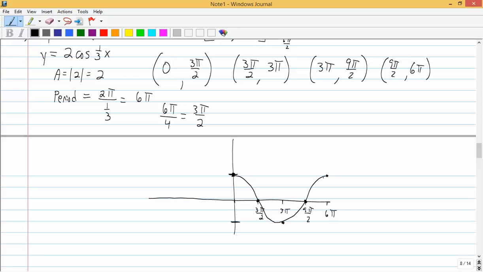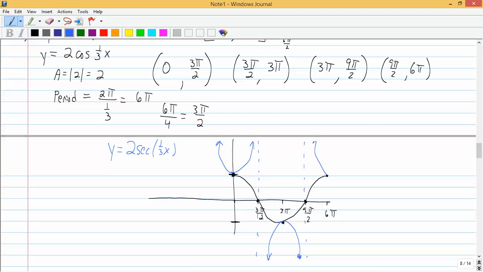So, like that. Now, any place that you cross, you put a vertical asymptote. And so now we can graph y equals 2 secant 1/3 x. So anywhere that you have a high point, you draw a U-shaped graph opening upward. Anywhere that you have a low point, you draw a U-shaped graph opening downward.